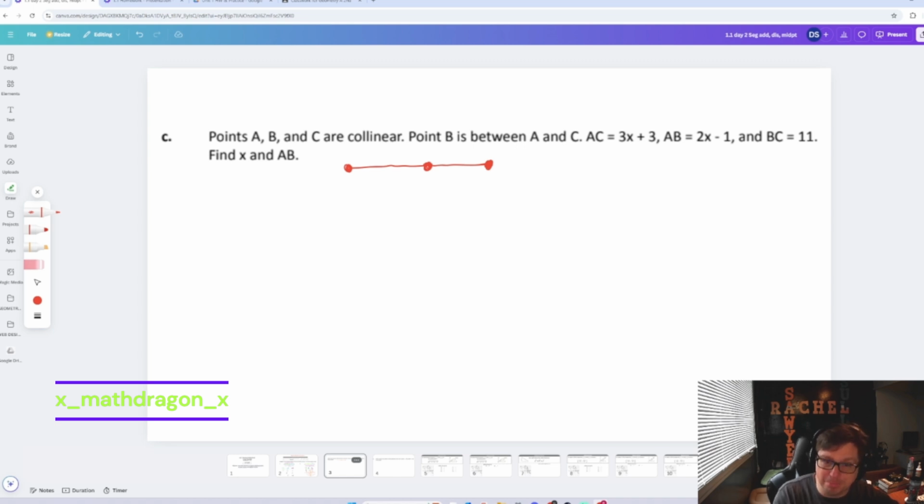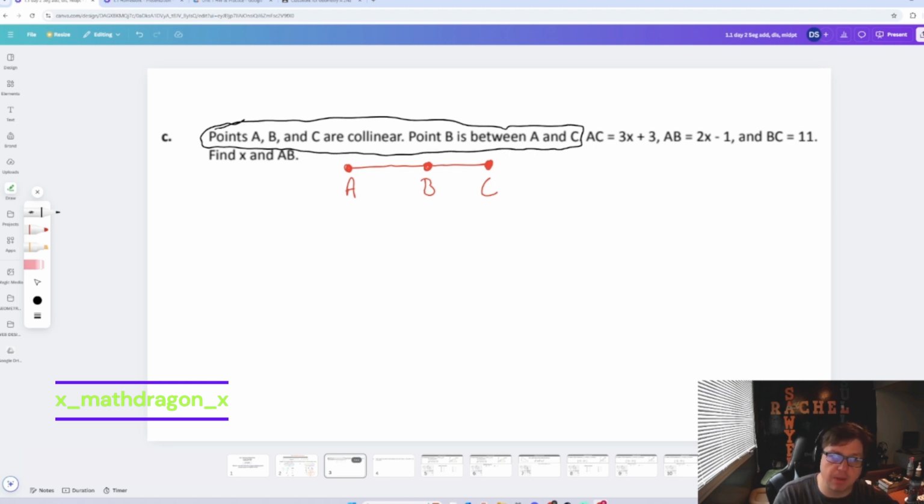And it says point B is in between A and C. So I want to put B between A and C. And a lot of times this is how you're going to want to construct your line segment when it tells you this stuff. And you're going to see this more than once. Okay, they like to do this in math. Even on the SAT, you're going to see this.